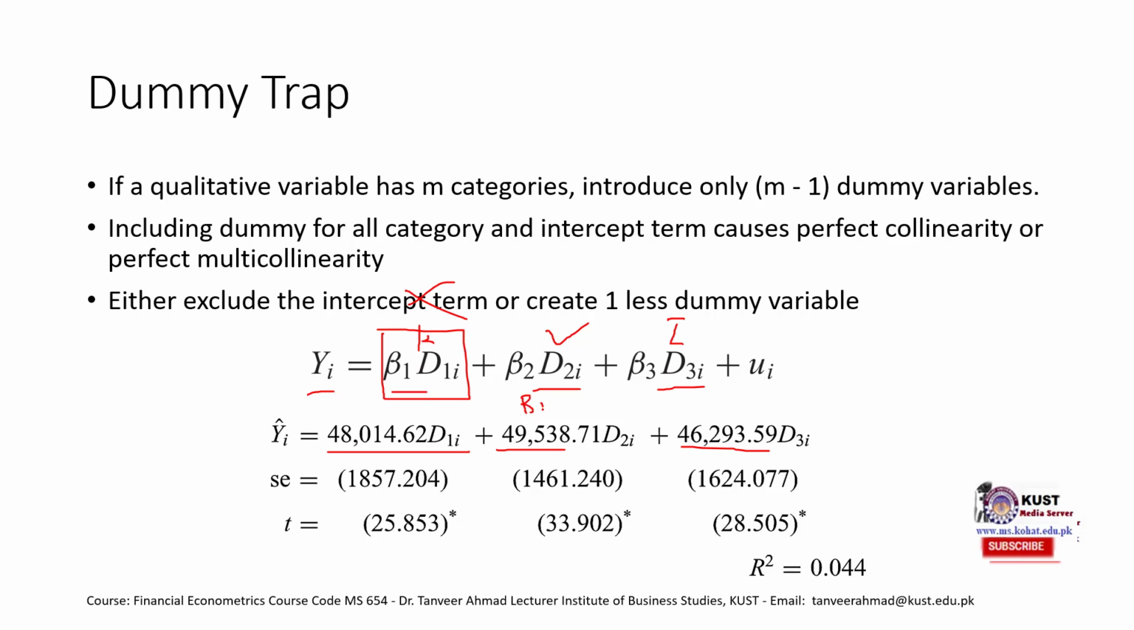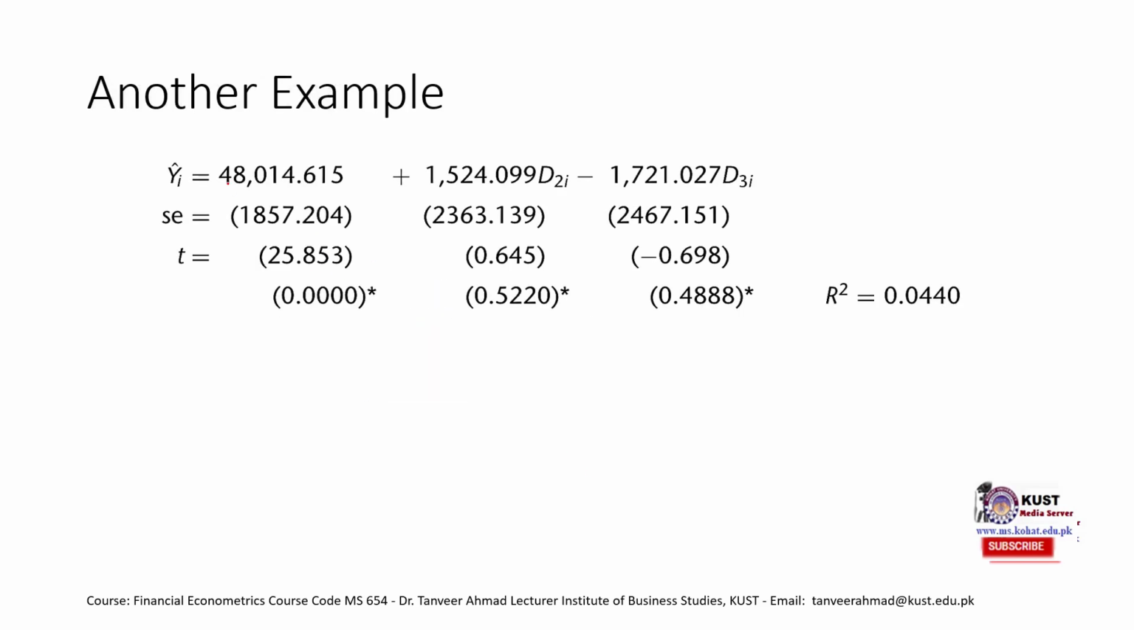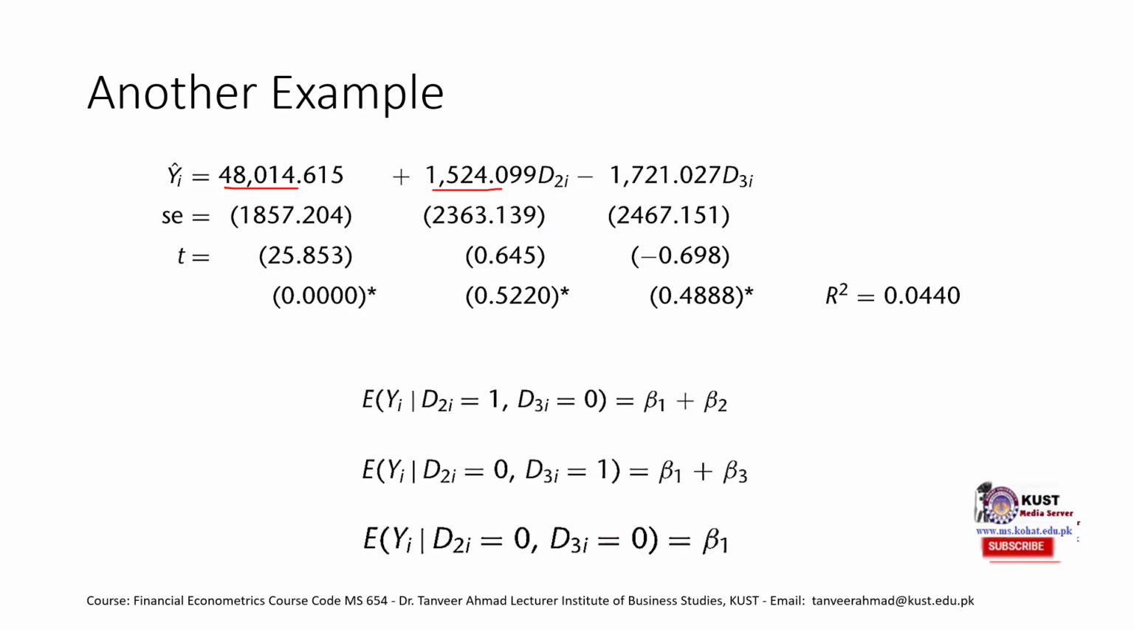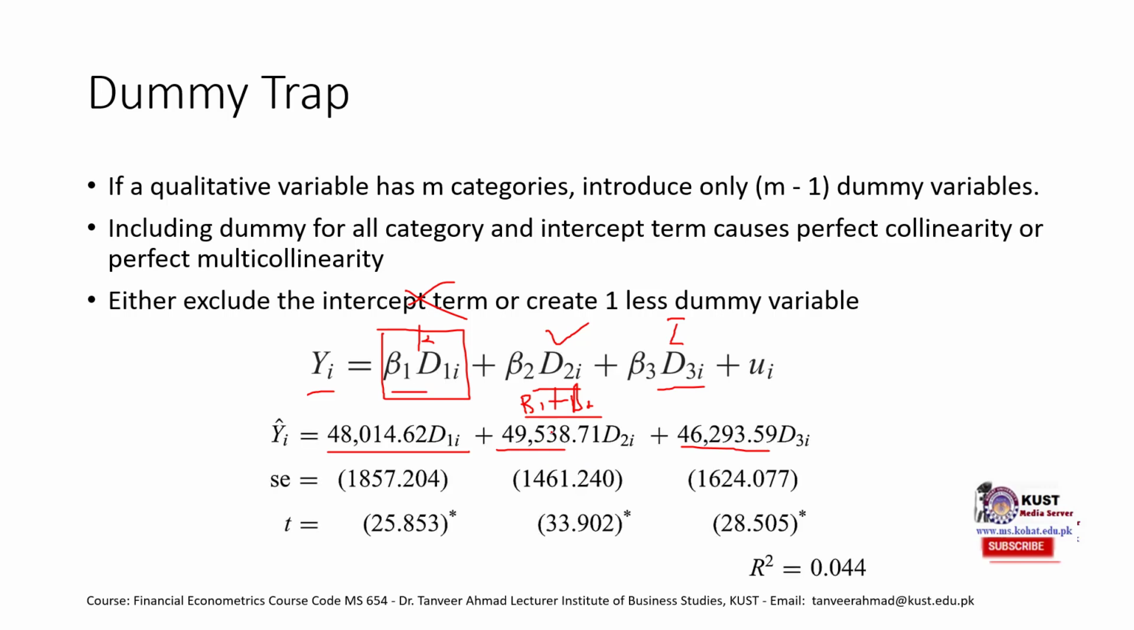So in this case, it is beta 1 plus beta 2. Remember in previous example, previous slides, we used to calculate this value, the expected value of a person working in Lahore, school teacher working in Lahore. We would add beta 1 plus the differential coefficient, which was around 1500. So you can go back and you can try it yourself. Add 48,014 and 1524, it would give us this value 49. So how do we interpret this?